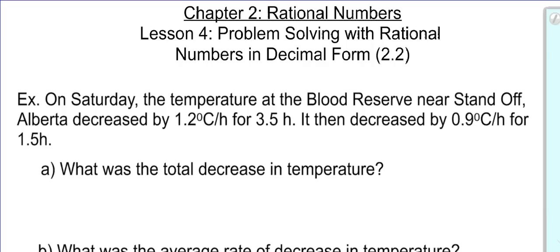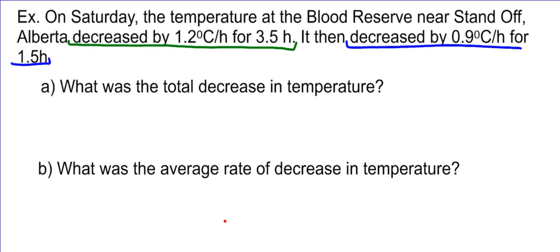So this first example says, on a Saturday, the temperature at the Blood Reserve near Standoff, Alberta, decreased by 1.2 degrees Celsius per hour for 3.5 hours. It then decreased by 0.9 degrees Celsius for 1.5 hours. So I want you to take a moment and read through this question and pull out all the important information, come up with what integers you're dealing with before you start looking at letters A and B. So take a minute, pause this, and look through the important information.